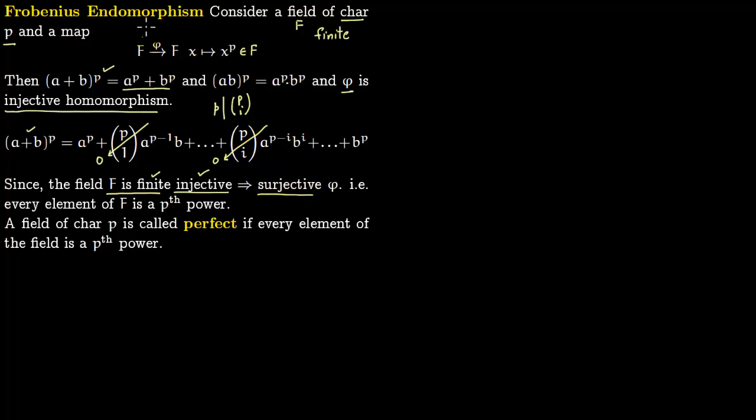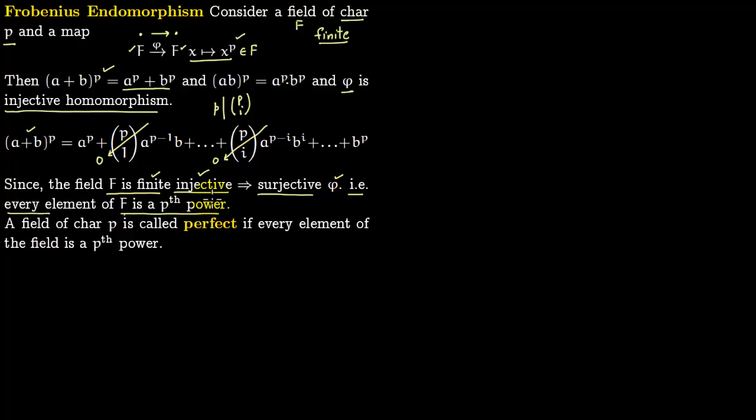Because both these fields are finite and you have an injective map, unique elements get mapped to unique elements. Since the field is finite, if you go through all the elements here, you will reach all the elements here. You have an endomorphism, so the number of elements here is the same as the number of elements here, and you are mapping unique elements to unique elements. So you have surjectivity. Therefore every element of F is a pth power because of this map. We have a finite field of characteristic p, and every element of F is a pth power, again because of the surjectivity of varphi.